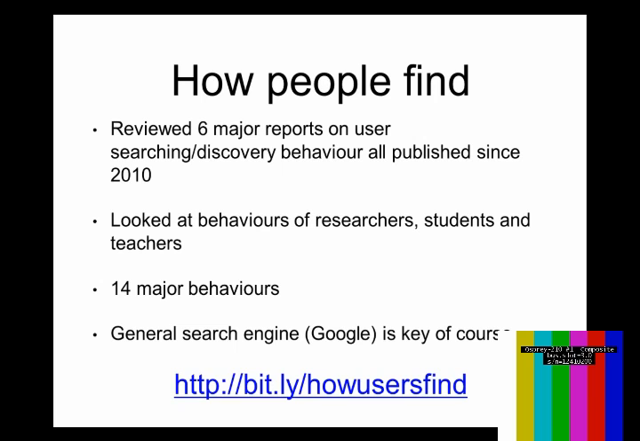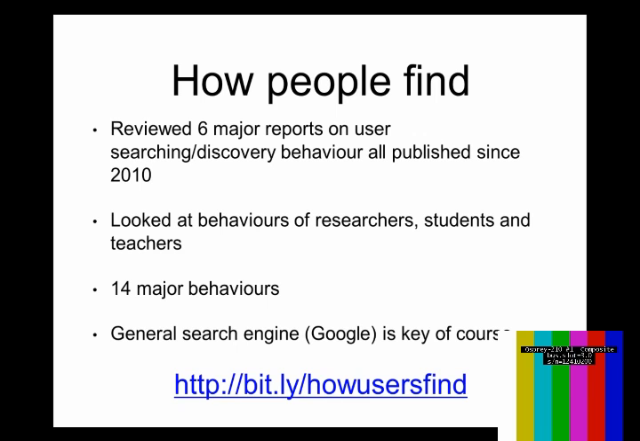And there were 14 major behaviours that we identified, and that link there links you to a page that describes those 14 behaviours. But I think that, unsurprisingly, the first user behaviour in terms of discovery, using a general search engine, I mean, essentially that is use Google, is the thing that comes out again and again in all the reports. And this goes back, actually, we drew a line in terms of timing. We didn't want to go back too historically to look at user behaviour, but I think reports even before 2010 were reflecting the same behaviour.